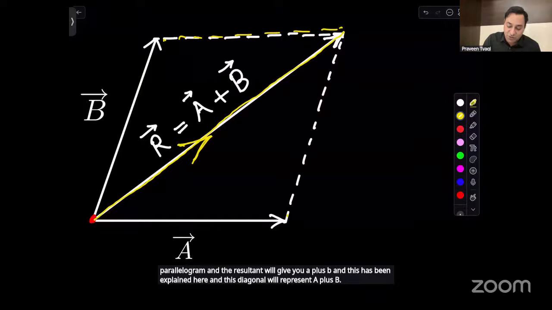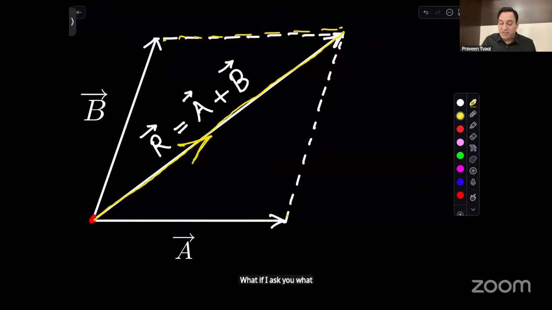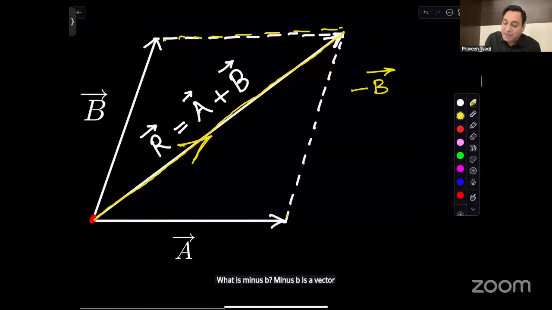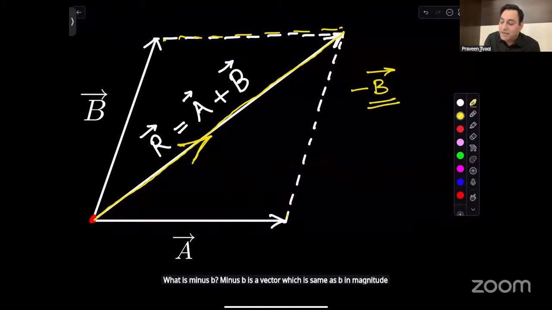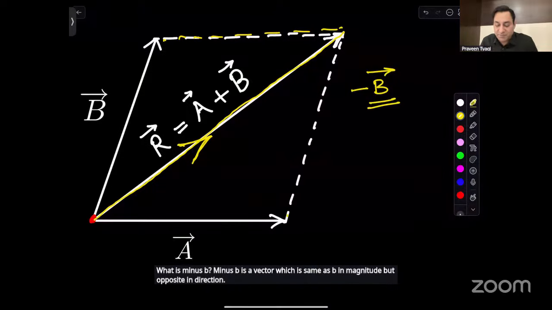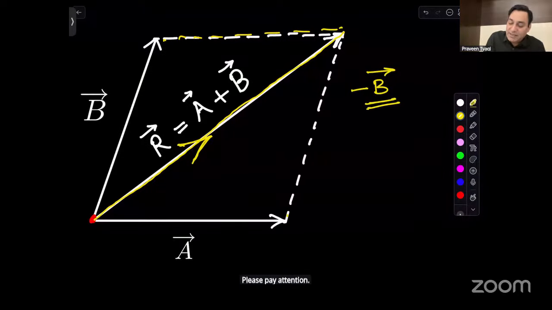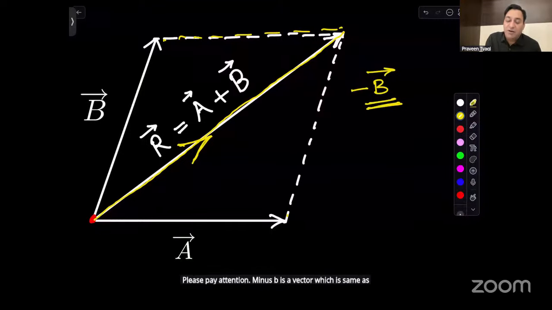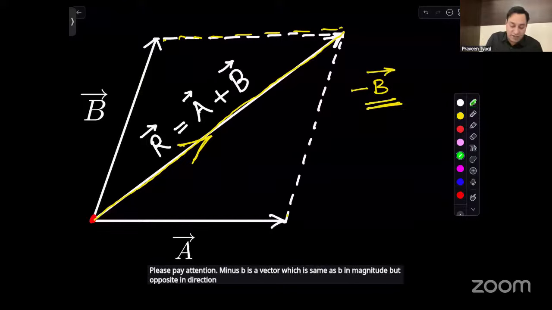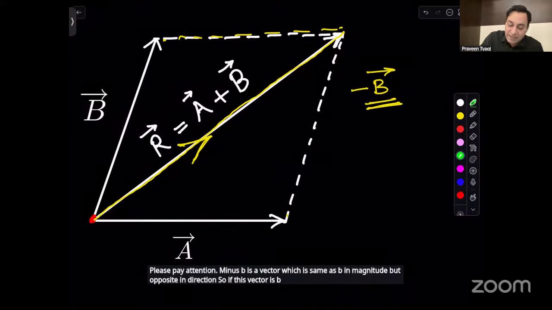What if I ask you what will be A minus B? Just pay attention. What is minus B? Minus B is a vector which is the same as B in magnitude but opposite in direction. So if this vector is B, can I say minus B will be this vector?